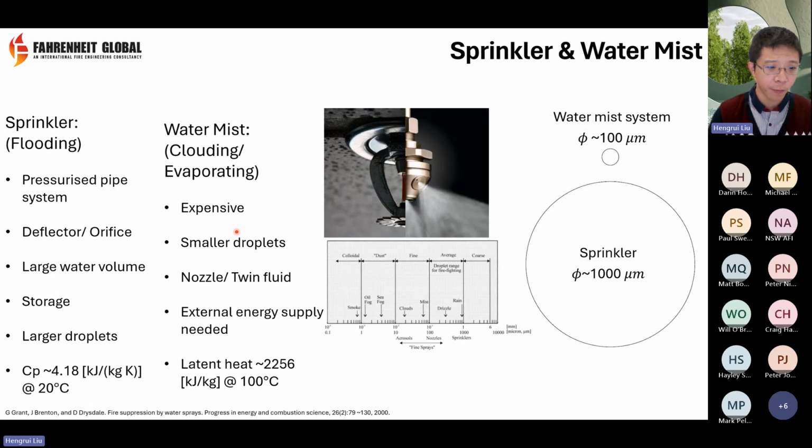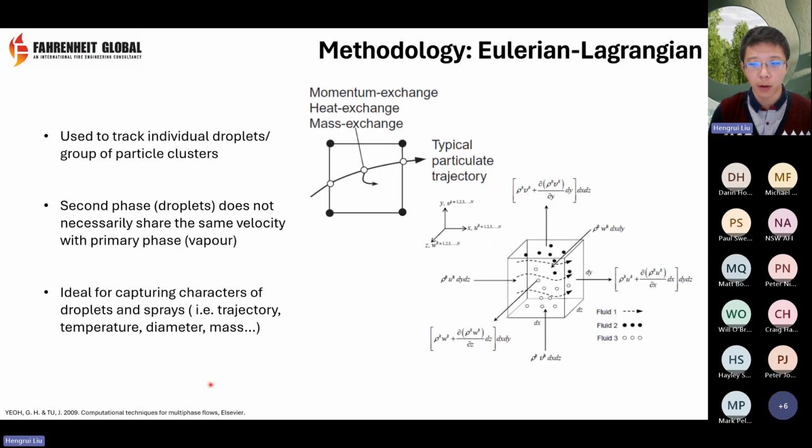I've also labeled the Cp and latent heat, for later usage. Just to give you an idea, the Cp, or specific heat, of water is around 4.18 kilojoules per kilogram Kelvin, but the latent heat capacity of water is around 2,200 kilojoules per kilogram. It's basically 1,000 times the heat capacity, so it absorbs a lot of heat.